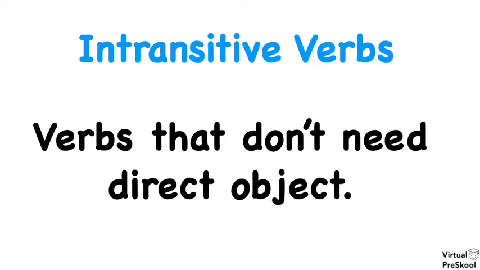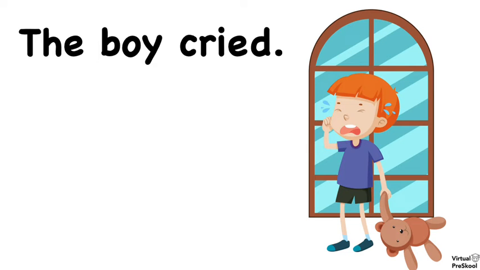Now let's talk about intransitive verbs. These are verbs that do not need a direct object. Here's an example. The boy cried. What's the action? Cried. Is there anything to receive the action? Is there a direct object? No.